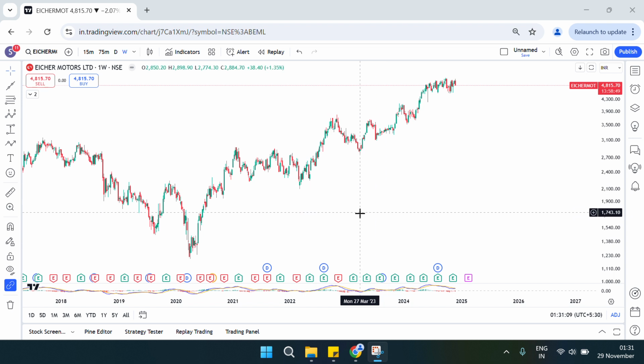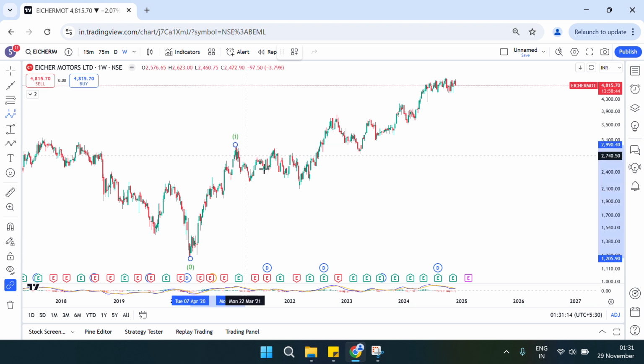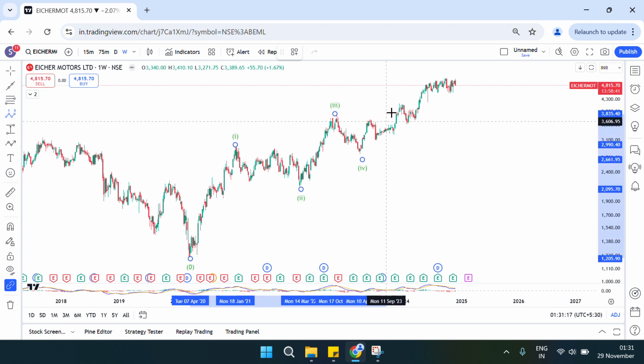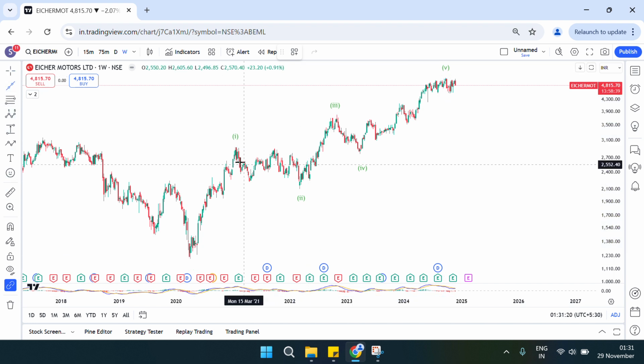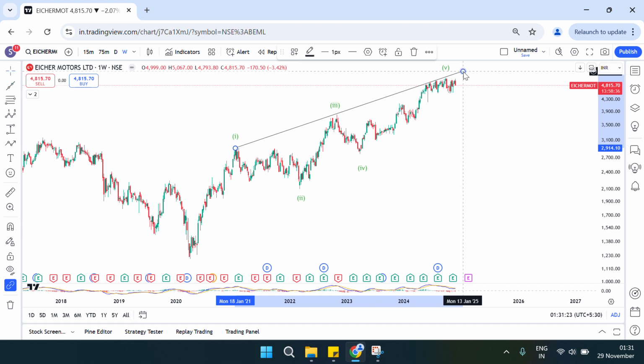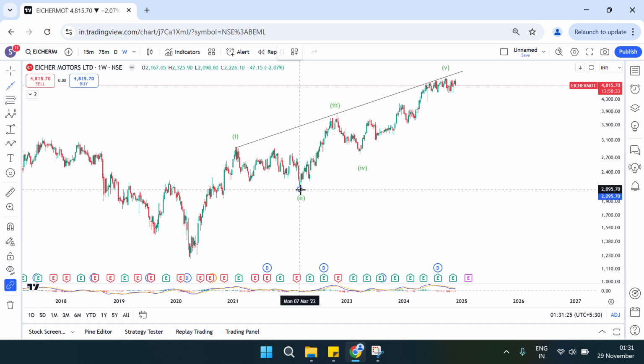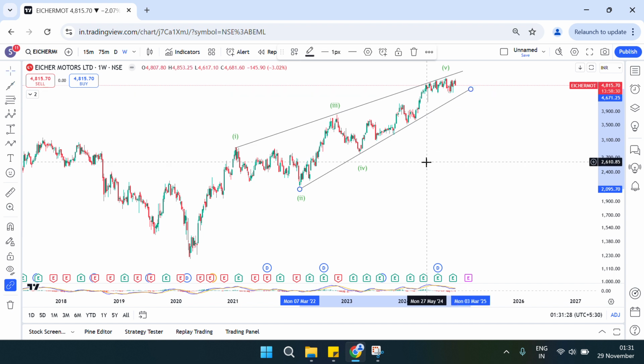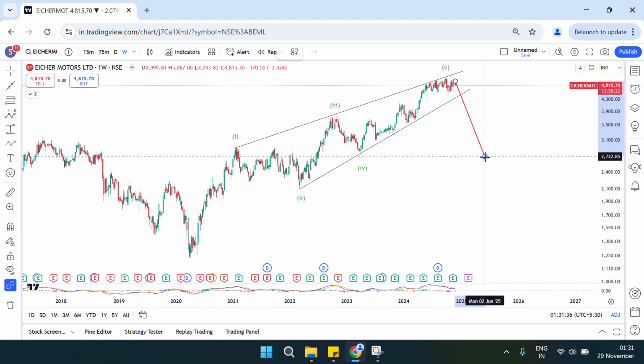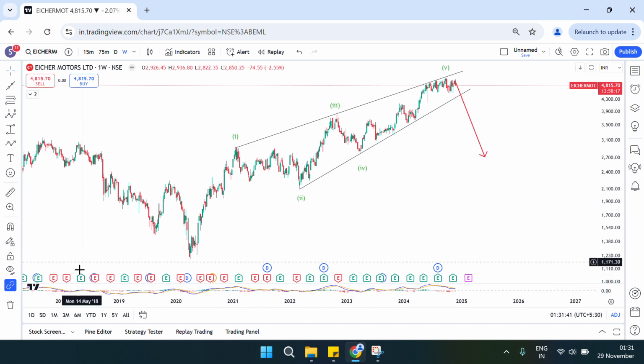So here we are at Eicher Motors chart. Now this is a weekly chart and we can see how it could be counted. I can see a terminal impulse in wave 5, which is making a wedge structure, and from there we are expecting the price to fall a great deal. This is because it has completed a degree, and also in a longer time frame it has completed one entire cycle, like we have seen in many cases.